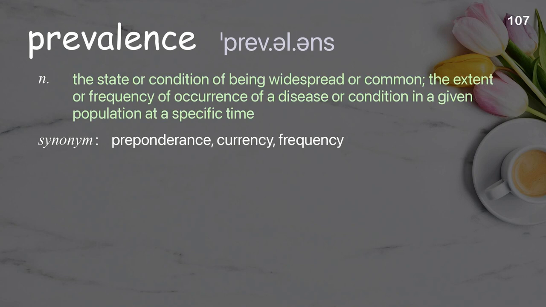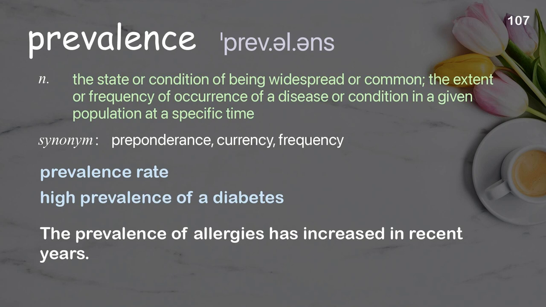Prevalence: the state or condition of being widespread or common, the extent or frequency of occurrence of a disease or condition in a given population at a specific time. Examples: prevalence rate, high prevalence of diabetes. The prevalence of allergies has increased in recent years.